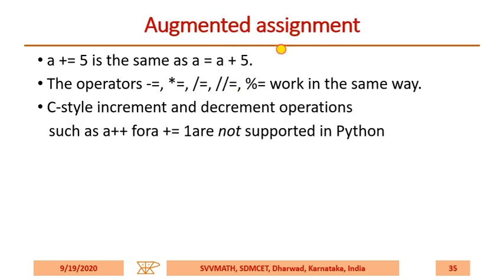Augmented assignment. A plus equal to 5 is the same as A equal to A plus 5. The operators work in the same way. C-style increment and decrement operations such as A plus plus for A plus equal to 1 are not supported in Python.